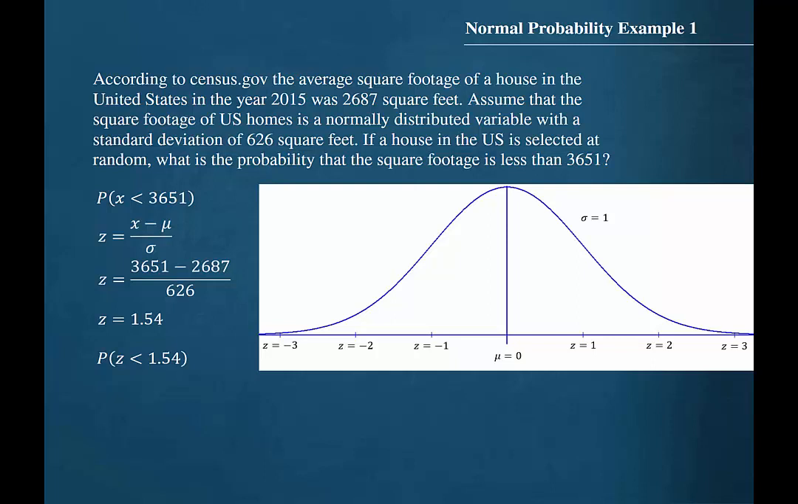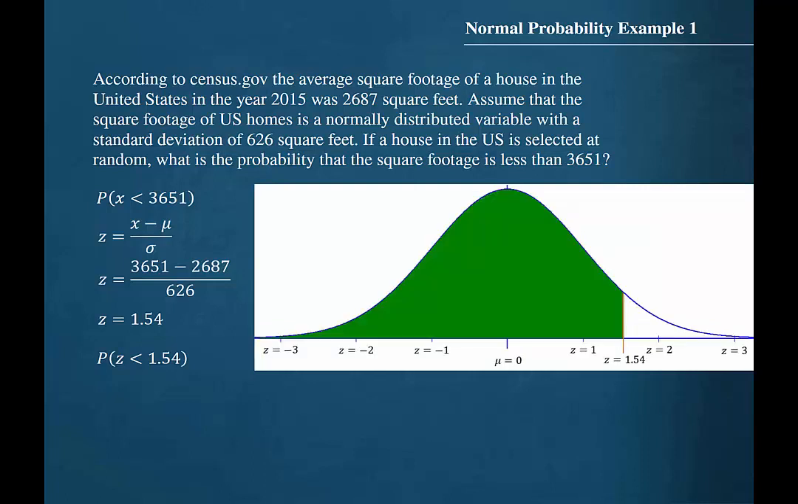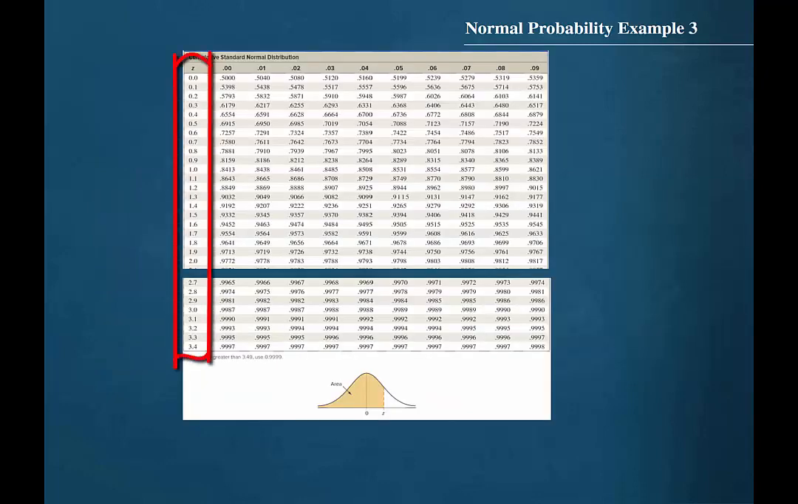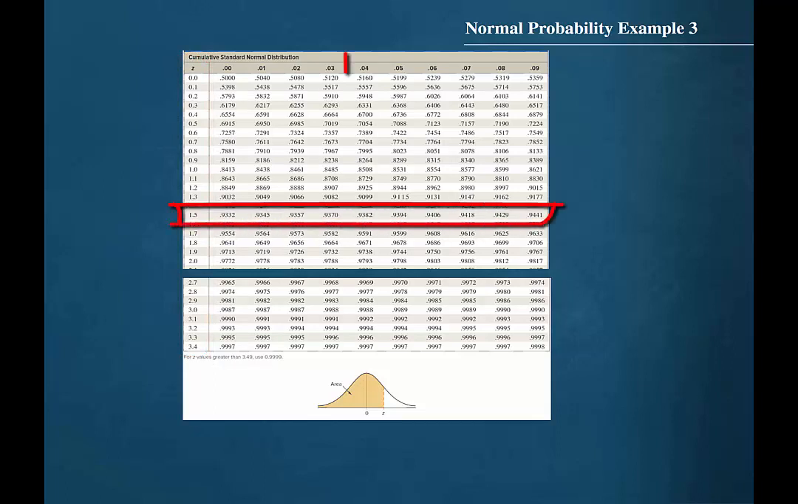The z-score 1.54 would be a little more than halfway between z equal to 1 and z equal to 2. We are to find the probability that z would be less than 1.54, which corresponds to the area under the curve to the left of z equals 1.54. Looking at the left column of the cumulative normal distribution table, we travel down until we find a z-score of 1.5, and then travel to the right until we find where that row crosses up with the column that is headed 0.04. Here we find a value of 0.9382.